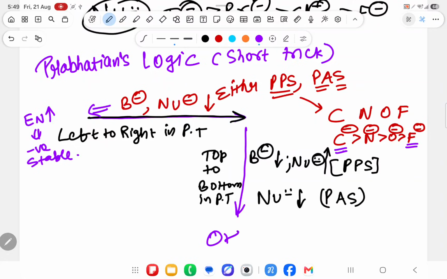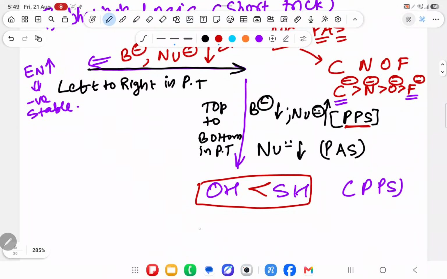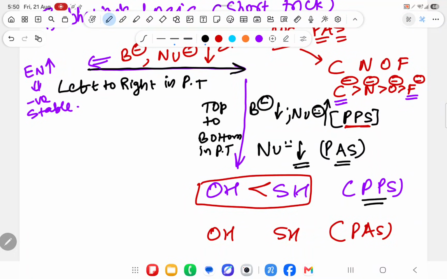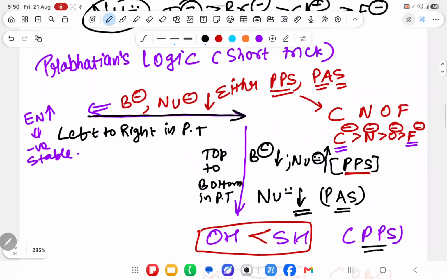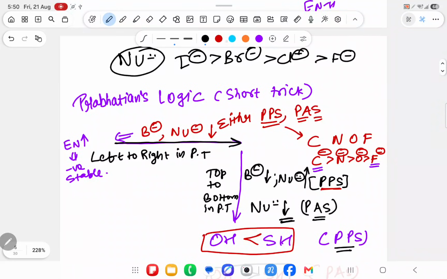Suppose I have given OH and SH in a polar protic solvent. What will you say? Top to bottom, in polar protic solvent it increases, so SH has more than OH. But for the same OH, SH in a polar aprotic solvent, top to bottom it is decreasing. For polar protic it is increasing but for polar aprotic decreasing. So OH has more than SH. And this is the short trick logic from your favorite sir, Prabhat sir.